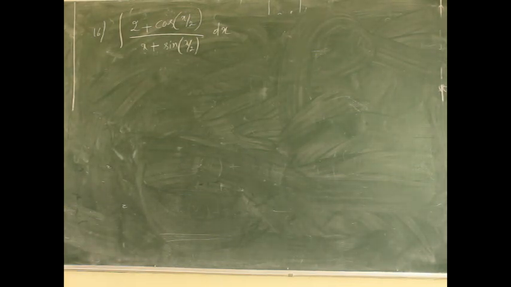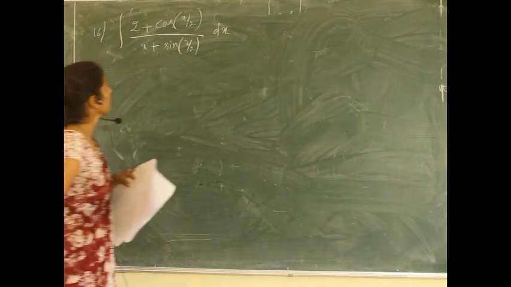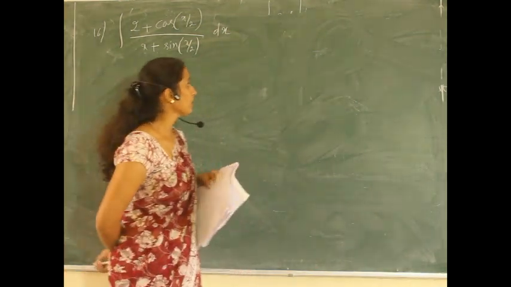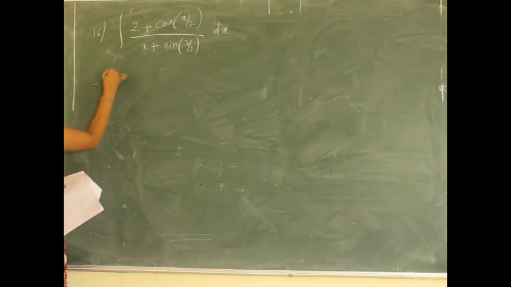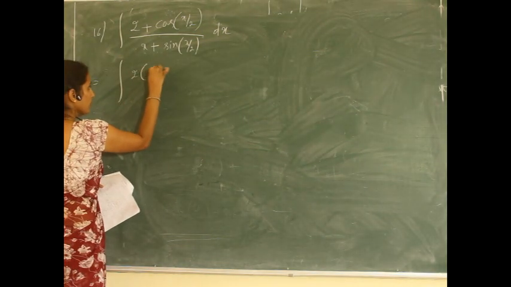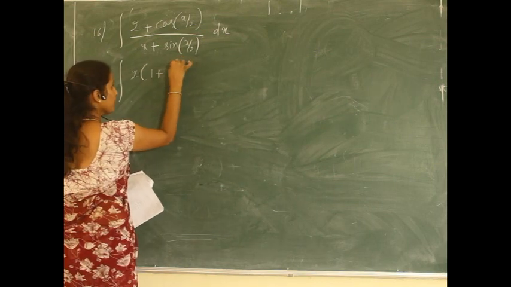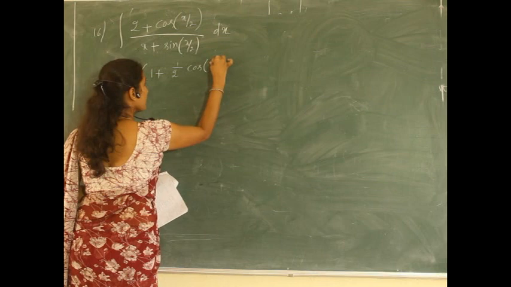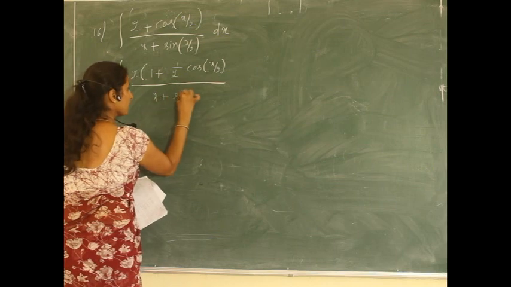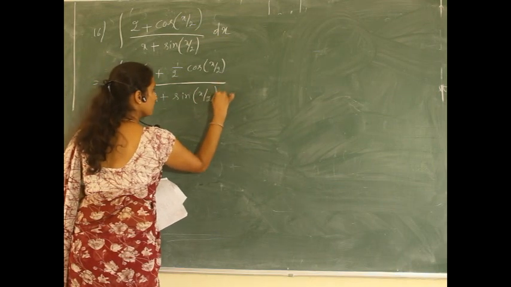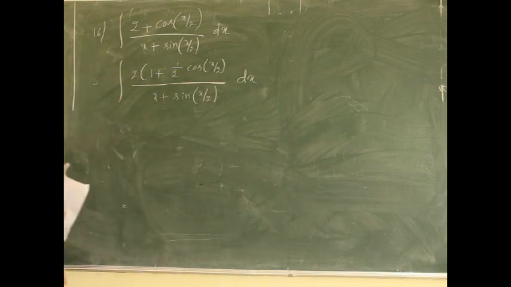So what we can do here, how can we simplify? Again, there is no connection between the terms in the numerator and the denominator. So what we can do here is take 2 common from the numerator. So what we get is the integral of 2 into 1 plus 1 by 2 cos x by 2, divided by x plus sin x by 2 dx.